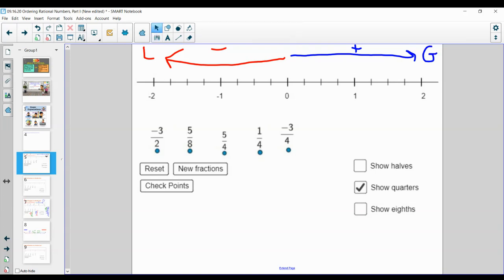So before I begin, let's separate these rational numbers from positives. This is a positive, this is a positive, this is a negative, and this is a negative. Let's start with the positive.